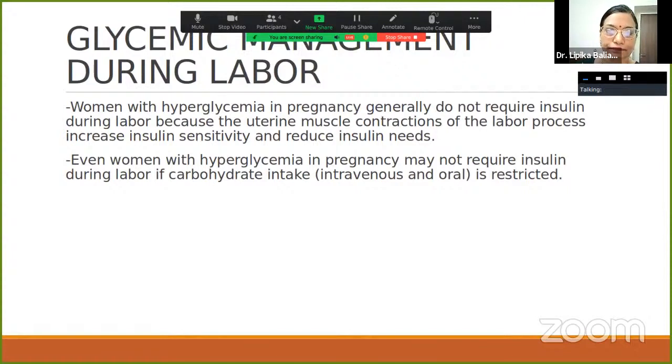And as their IV and oral intake is restricted, they do not require any insulin. So we have to be very careful while starting any insulin drip in these patients who are in labor.